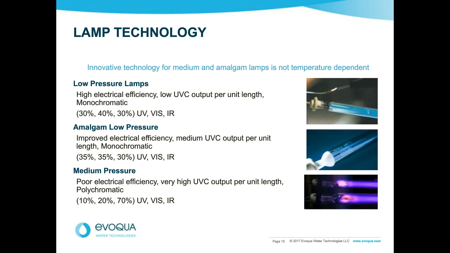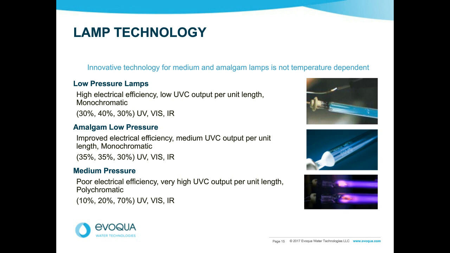In terms of lamps, you'll hear 3 types of lamps discussed. The oldest style is what's called a low pressure lamp. This is akin to a fluorescent lamp that might be above your head in the garage. It's a very simple design, quite low germicidal output per unit length.